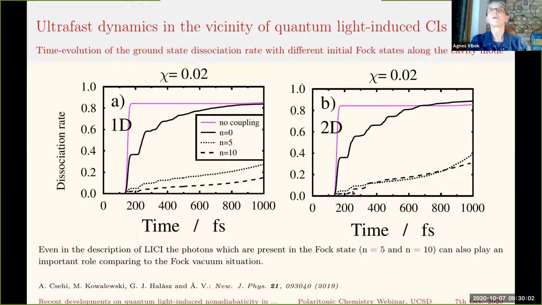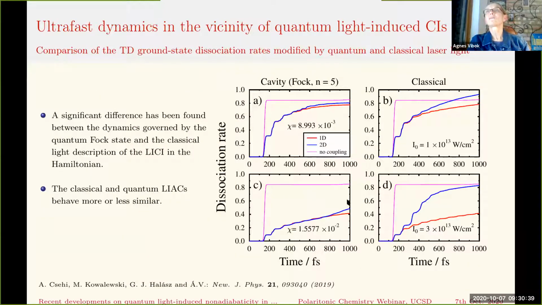We compared different kinds of quantum light, not the same Fock state, but different photon numbers. And we could see that if we increase the photon number, much less of the population could dissociate. But there is some difference between n equal 5 and n equal 10, where n is the photon number. Probably the back action effect is also important, and we have to go further and investigate more to understand clearly what is going on.